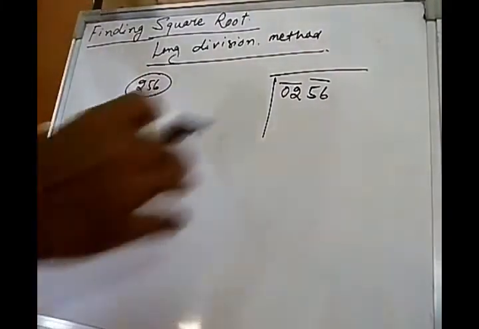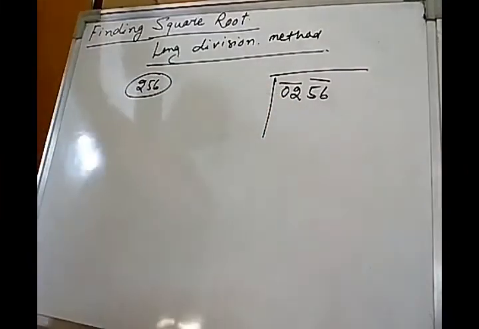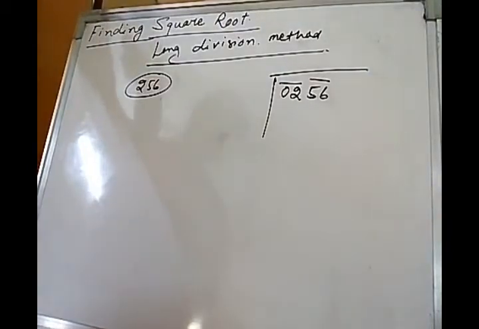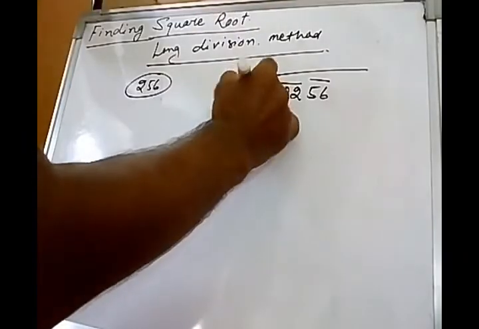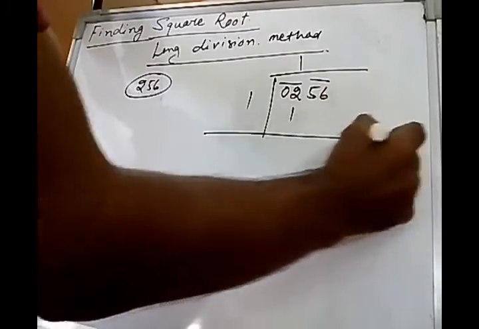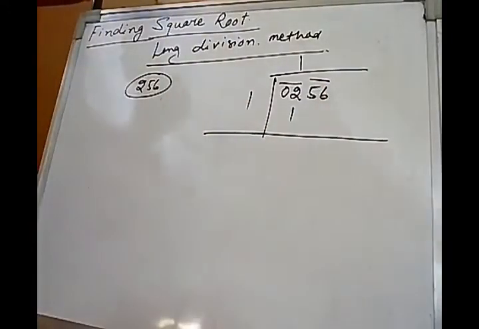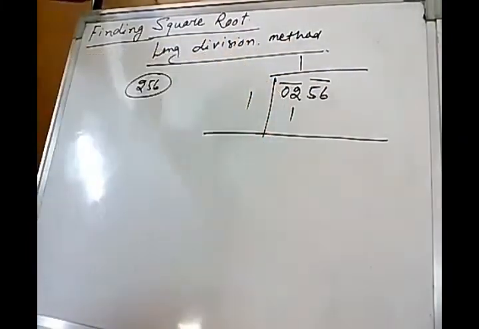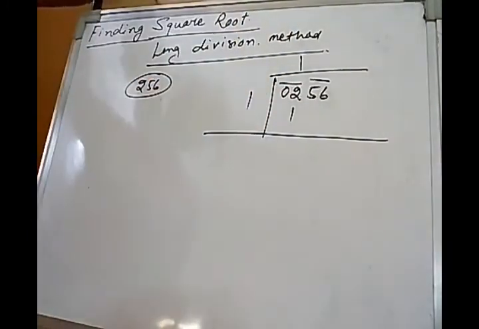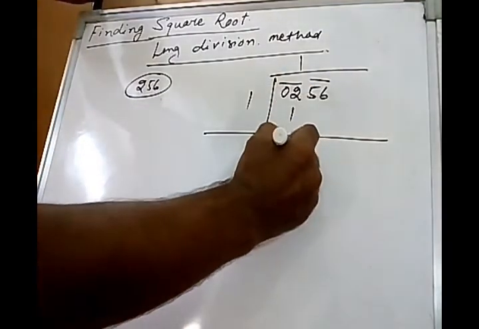So here now these are the pairs. The first pair is 2. 2 is not a square number. So below it, the greatest square number is 1. And 1 is whose square? 1 squared only. So 1 and here 1. 1 on the 1. This is the first step. In the first step you have to make pairs of 2 digits. Then you have to take the first pair as a square number. If it is not a square number, then take the square number less than that. So your remainder is 1.